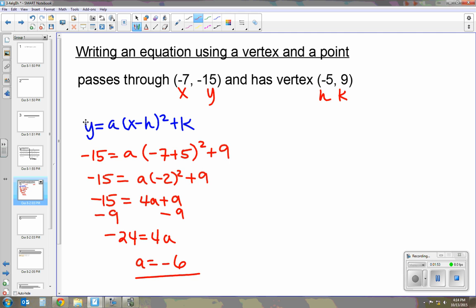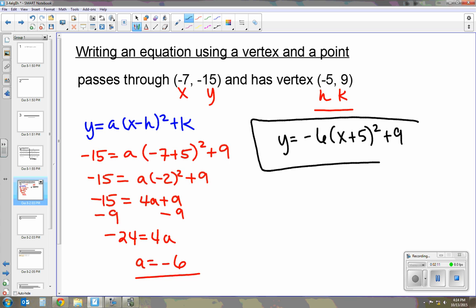So we need our a value and our h and our k value to write our equation. So our equation is now going to be y equals negative 6 times (x minus h), so it's x plus 5, squared, plus 9. We now have written our equation using a point and a vertex, using vertex form.